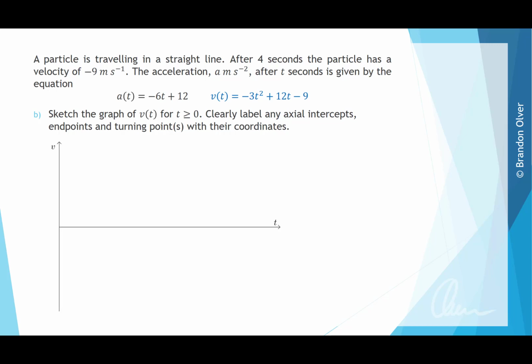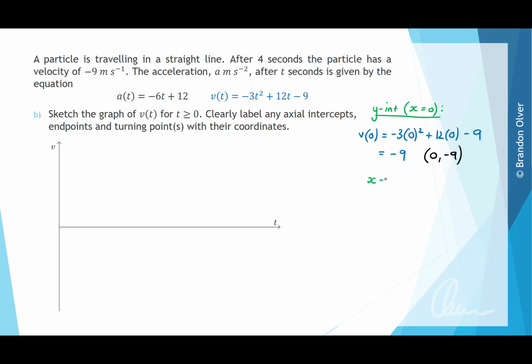For part B, we're asked to sketch the graph of v of t for t greater than or equal to 0, clearly labelling any axial intercepts, endpoints and turning points with their coordinates. To start off with, we're going to find the y-intercept of this graph, and we do that by letting t equal 0 in the equation. So the velocity evaluated at 0 is going to equal -3 times 0 squared plus 12 times 0 minus 9, which simply equals -9.